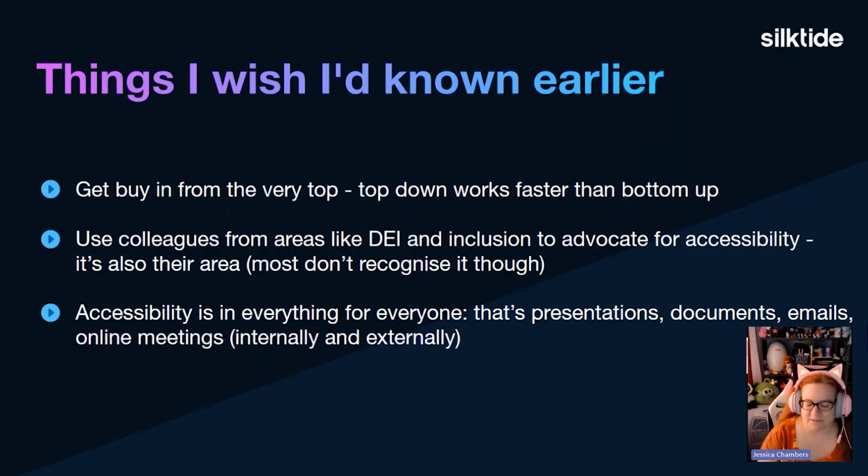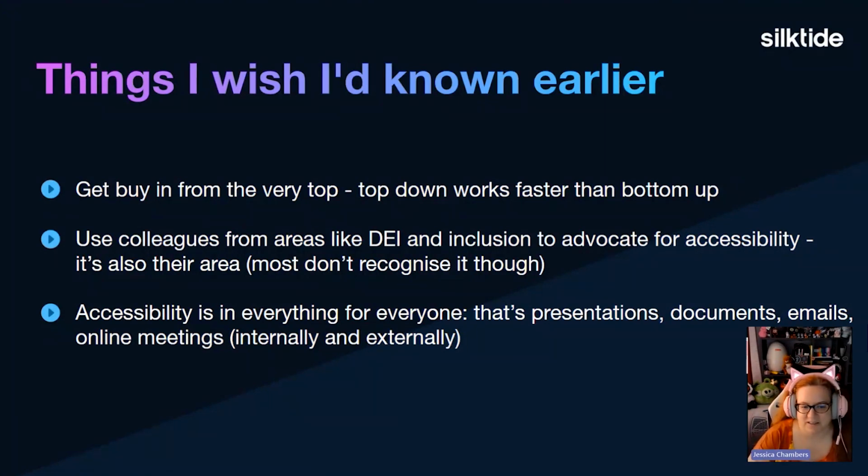You need to get buy-in from the very top. Top down works faster and really well, especially in comparison to bottom up. You can use your colleagues from other teams, areas like diversity, equality, and inclusion, DEI, to advocate for accessibility, right? It's also their area, but so many don't recognize that it is. They're so entwined, and it often isn't something they're considering.